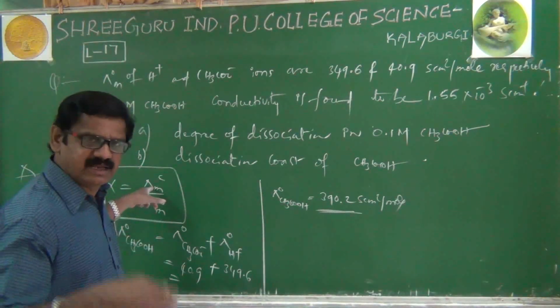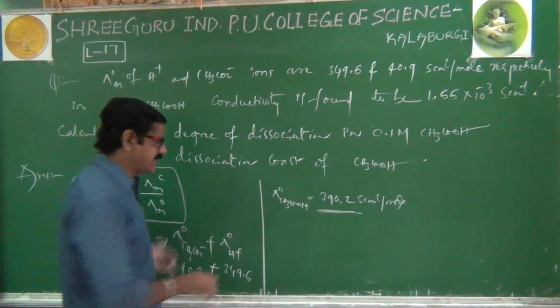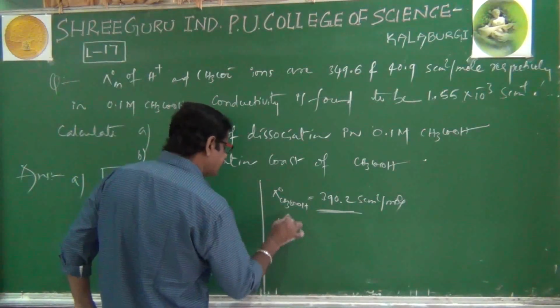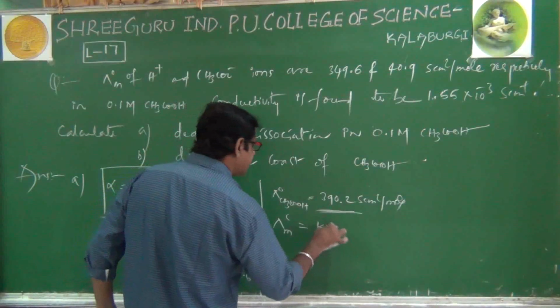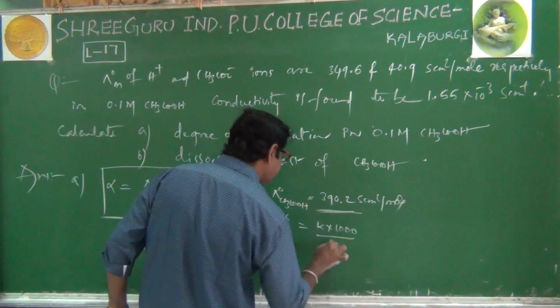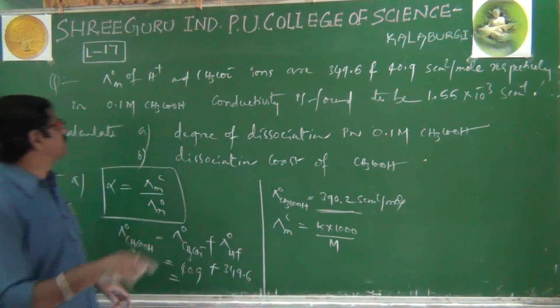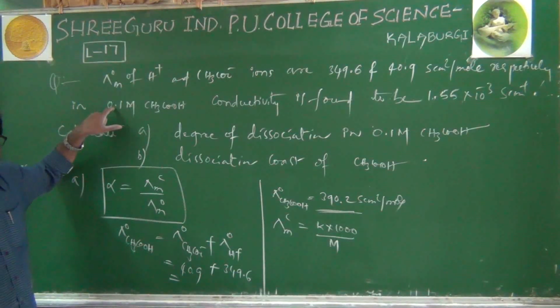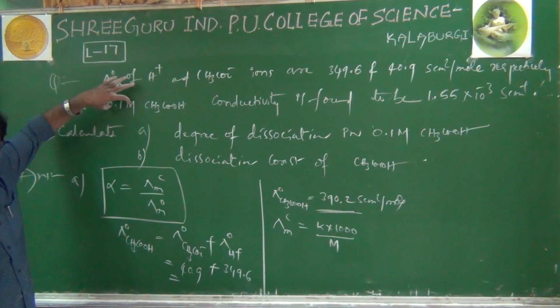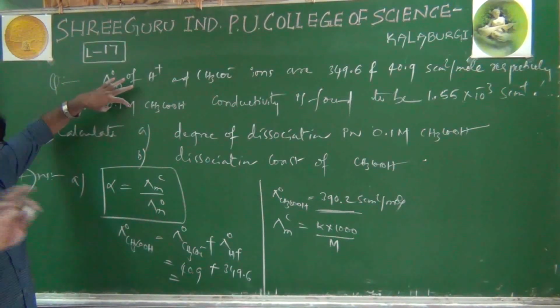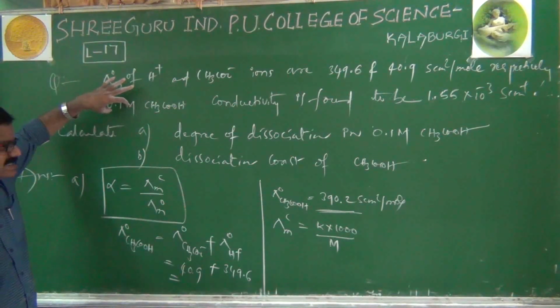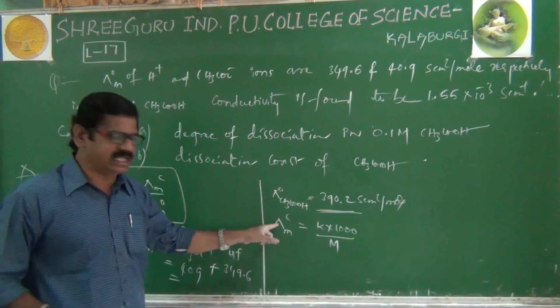Lambda mc, for this purpose, we will use our regular molar conductance formula, that is lambda mc is equal to K into 1000 divided by M. Why? Because at this given concentration we are calculating the molar conductance. That's why it is not a limiting molar conductance, it is nothing but lambda mc only.